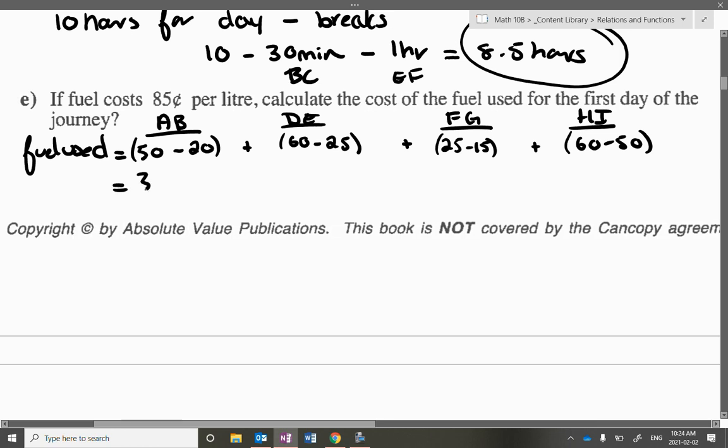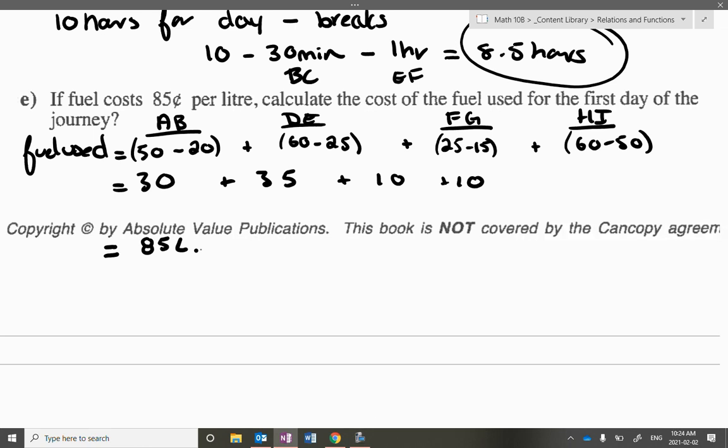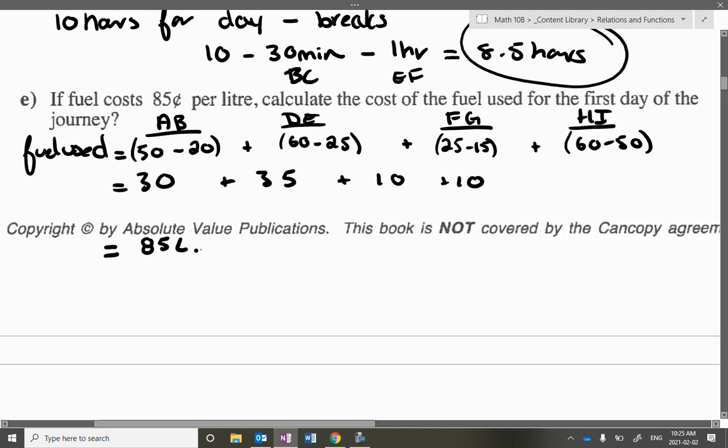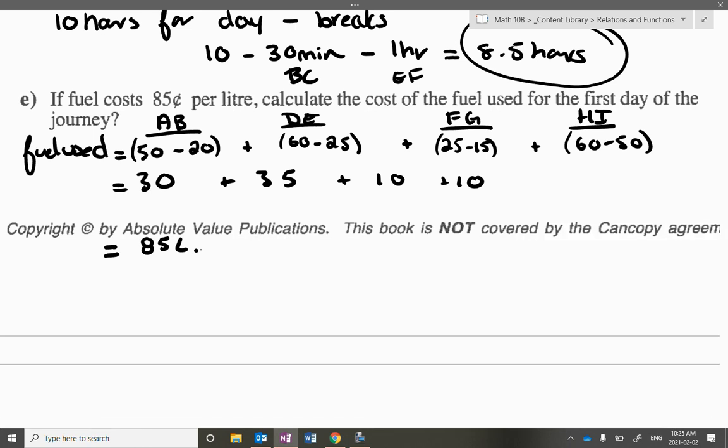So A to B, that's a difference of 30, a difference of 35, a difference of 10, and a difference of 10. So that's 65, 75, 85 liters in total. How do I figure out how much it costs me if I know total liters used and cost per liter? Go ahead. You just need to look at the gas.